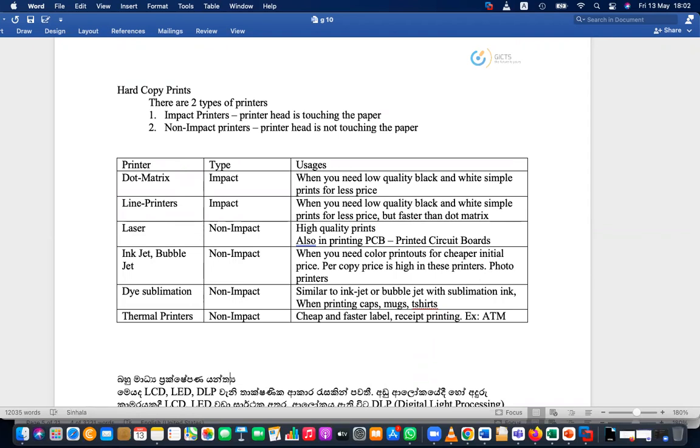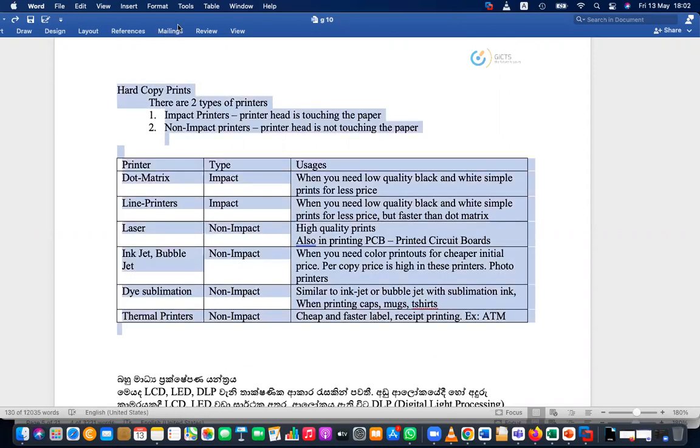Hard copy printouts, then just write about this part, printers.